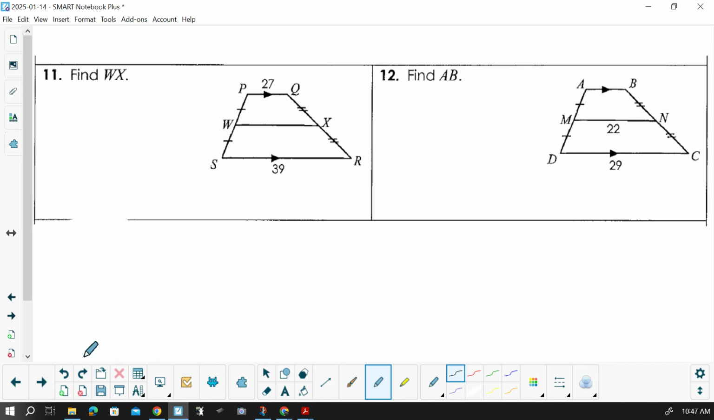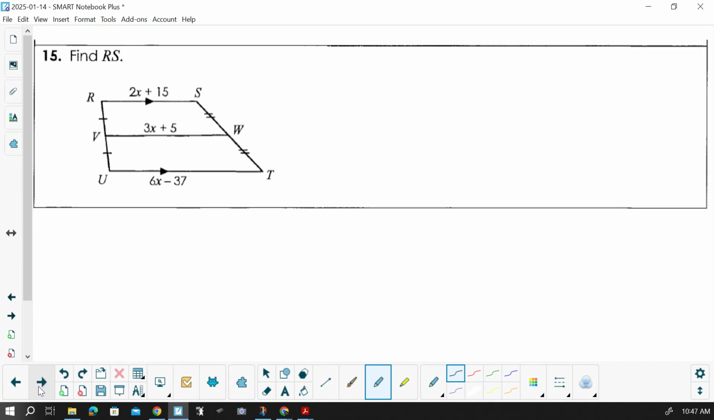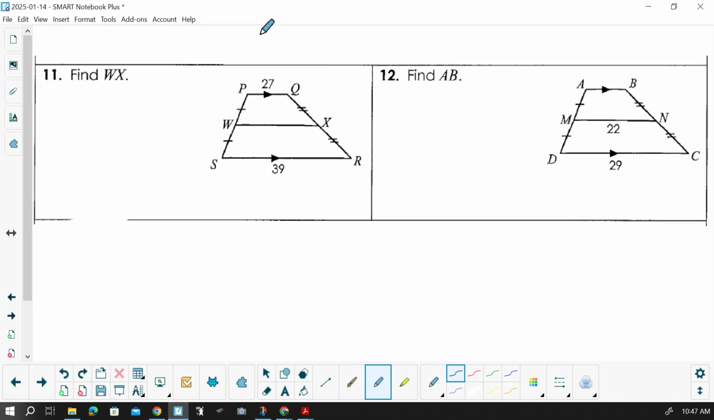All right, let's see here. 11, 12, 14, and 15 are all we got left. So 11, just find this mid-segment. So find the mid-segment, add the bases, divide by 2. So 27 plus 39 divided by 2 is that mid-segment. 27 plus 39 is 66. Divided by 2 is 33. So WX equals 33.